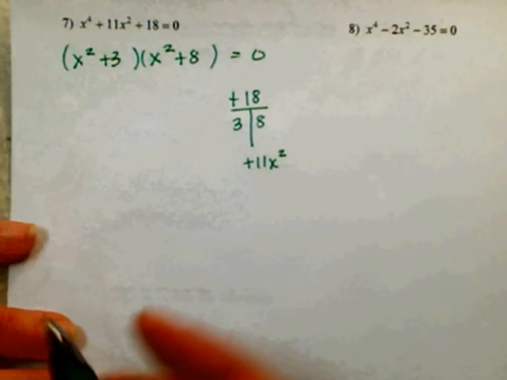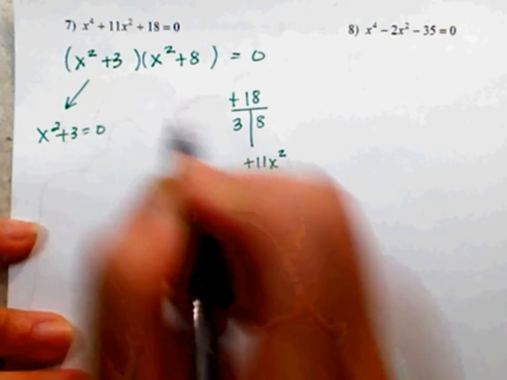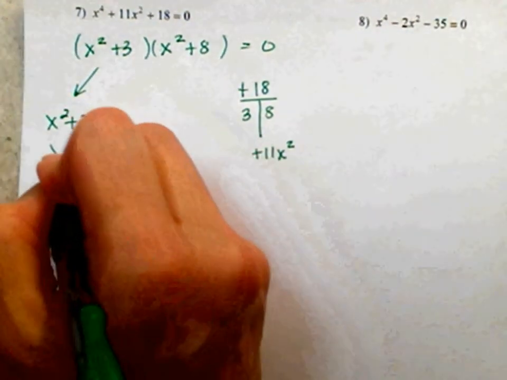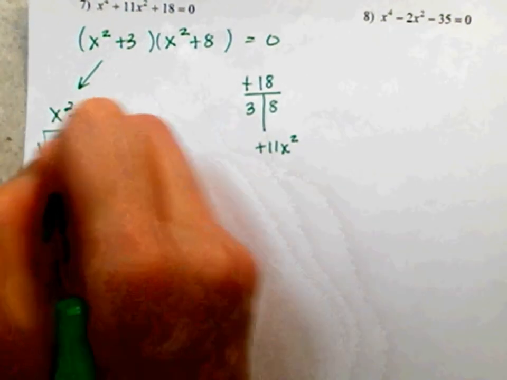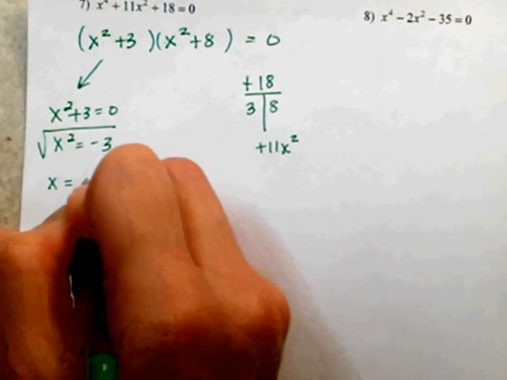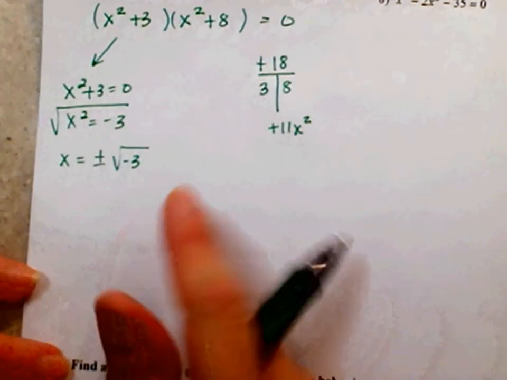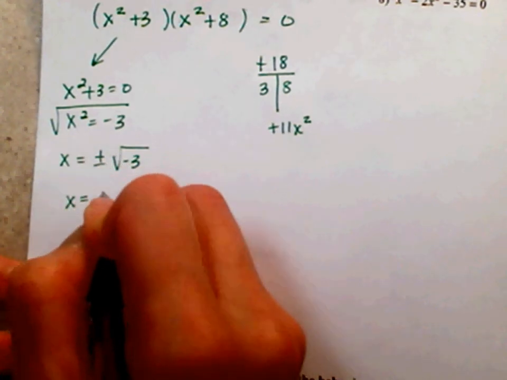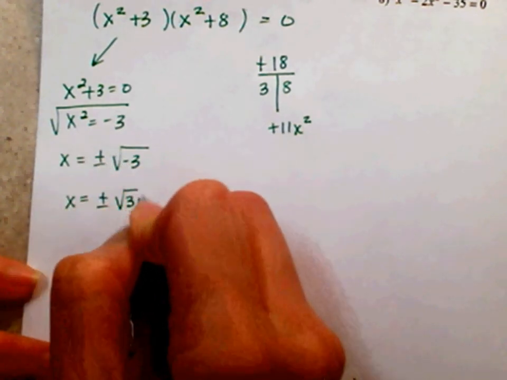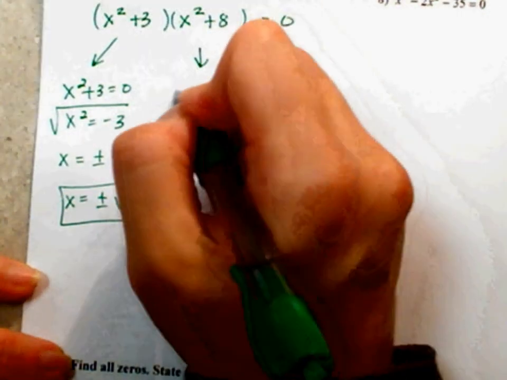Set this one equal to 0 and solve. x squared equals negative 3. Take a square root. x is equal to plus or minus the square root of negative 3. Can't have a negative. It's a square root, it's an even root. So that comes out as plus or minus i square root of 3. Okay? Same for this one. x squared plus 8. Set that equal to 0.